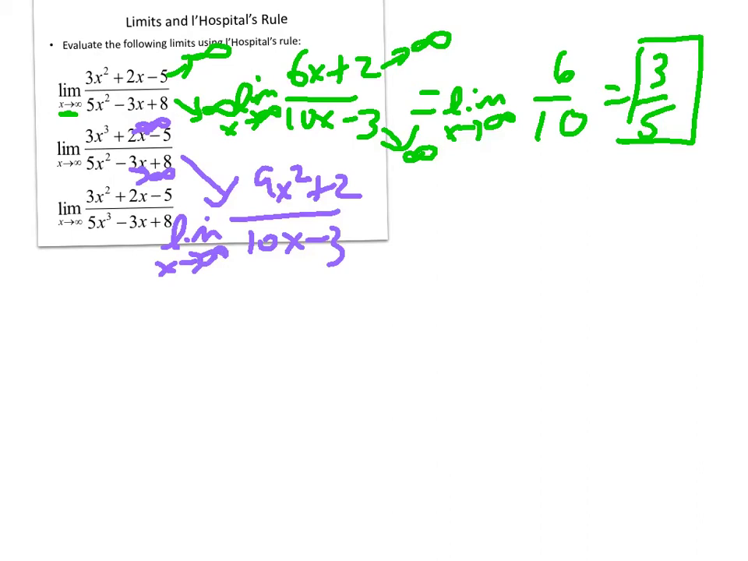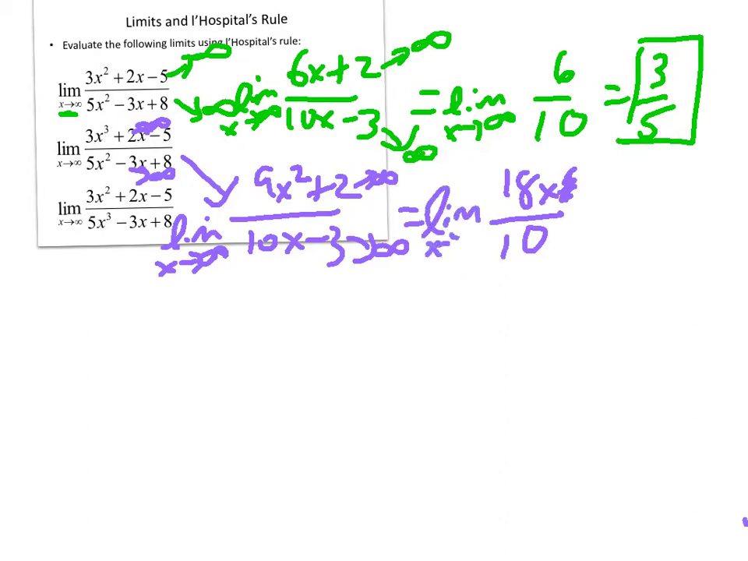And again, because of the presence of the x's there, they're both just going to keep getting bigger and bigger. So L'Hopital said, apply it again. So now I get 18x plus 0, actually, so just 18x over 10. And again, I take the limit as x goes to infinity.